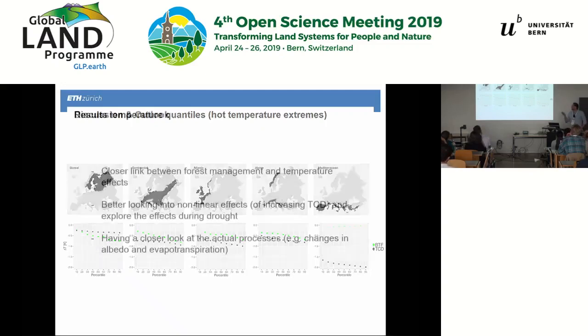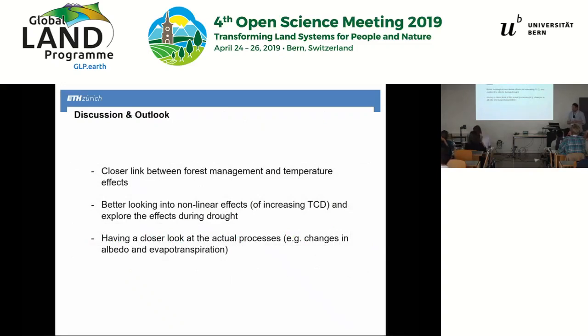And so some of the next steps or ideas would be to really try to establish a closer link between forest management and the effects on temperatures. I think these two spatial data sets from Copernicus Land that I'm using are rather showing something about the forest structure, but not really about the management. And then I think it's important to better look into the nonlinear effects, because increasing tree cover density will at some point probably not make much difference anymore when the forests are already quite dense.